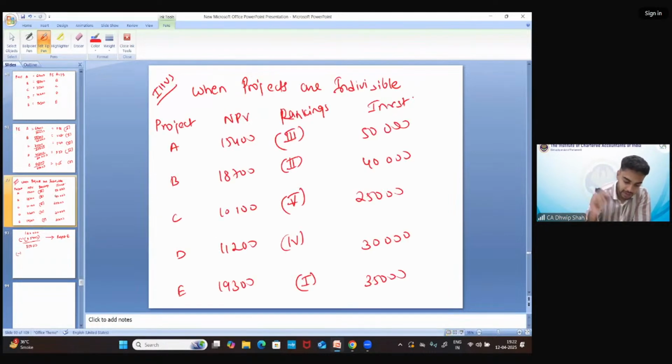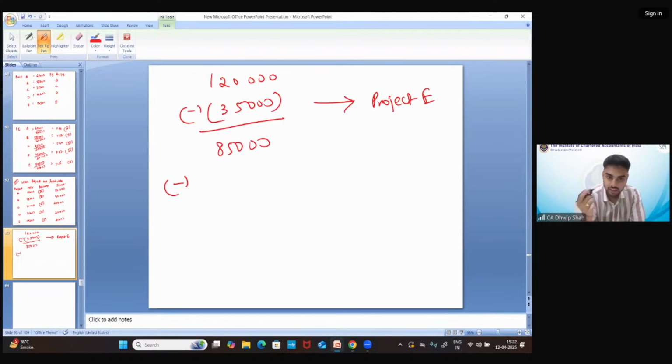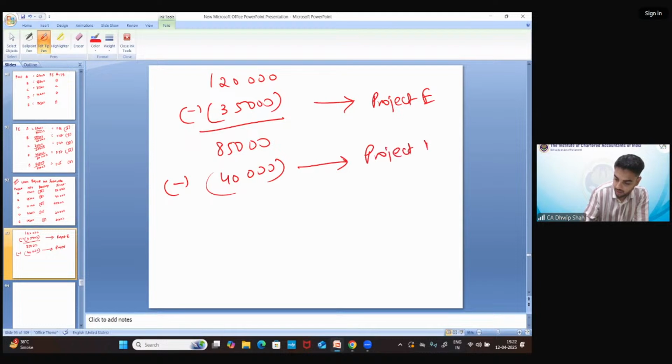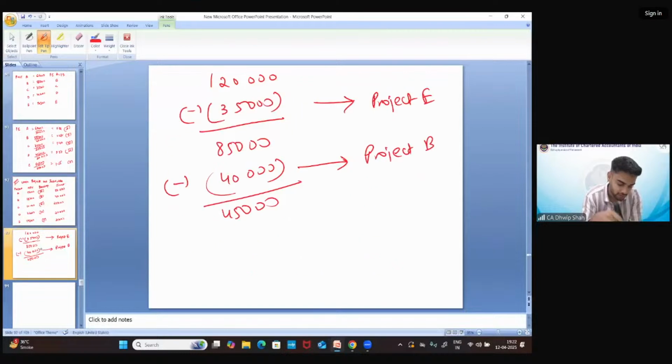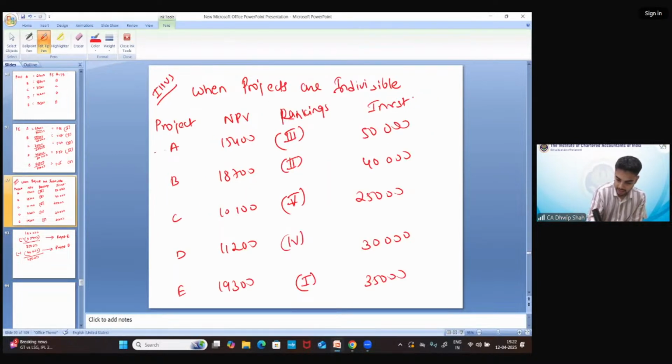Now go for next best ranking, which is project B. And project B is costing me 40,000. Do I have enough funds in my kitty? Yes, obviously. So take entire project B. So balance left is 45,000. Third best project is project A, which costs 50,000. Do I have enough funds of 50,000? No. I just have 45,000 in my kitty. बोलो मैं ले पाऊंगा project A? No, I cannot take project A because part project is not possible. So you have to ignore. So project A gets ignored. Reject. I don't have funds.